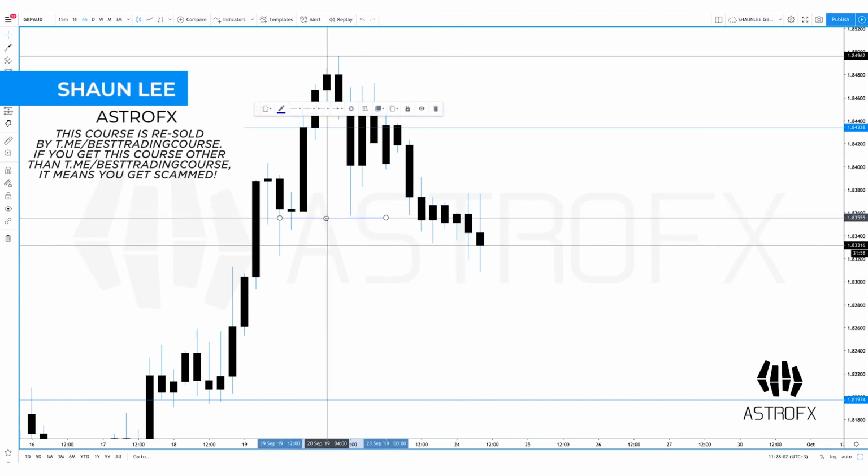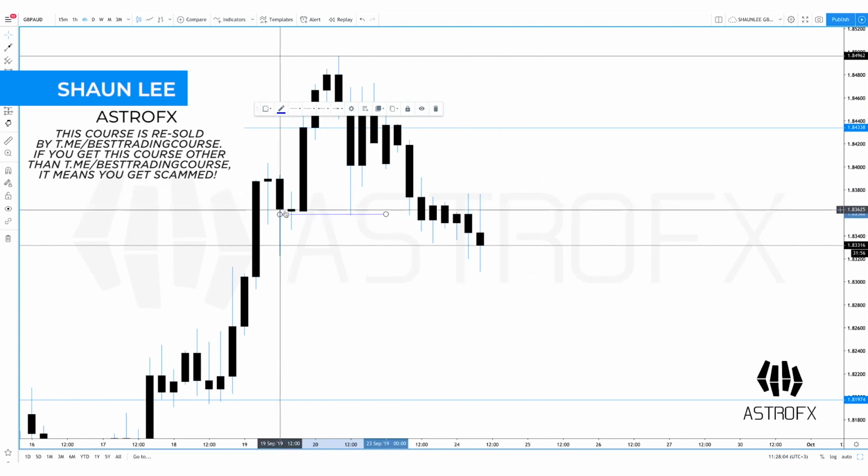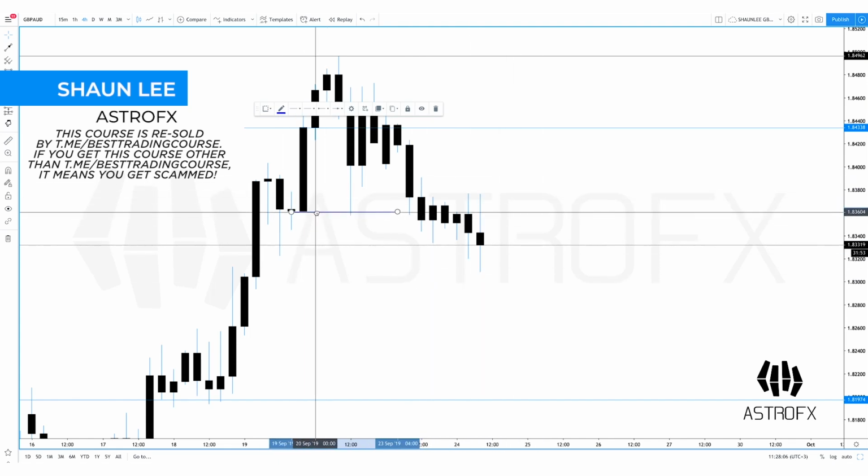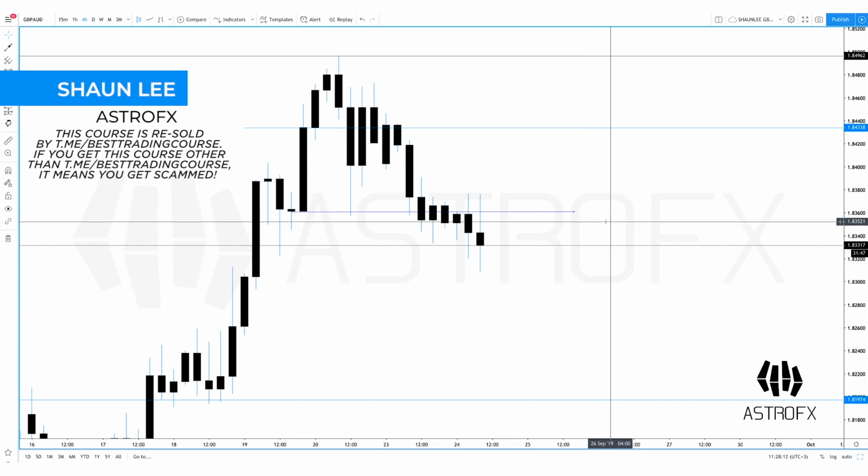But if I wanted to, if this didn't happen at first, if I did place my 4 hour level across that and bring it to the right hand side, it's still valid, maybe even more so.